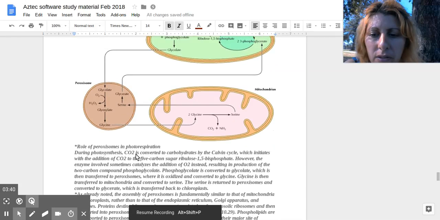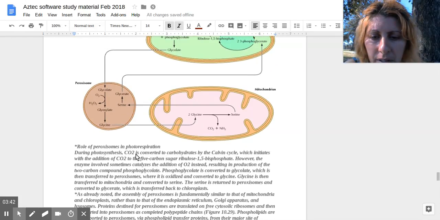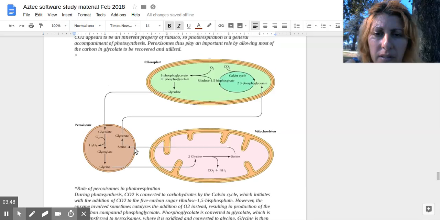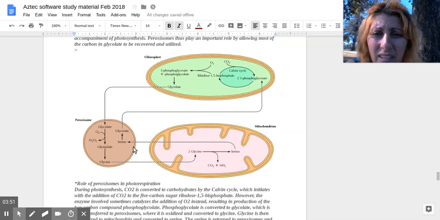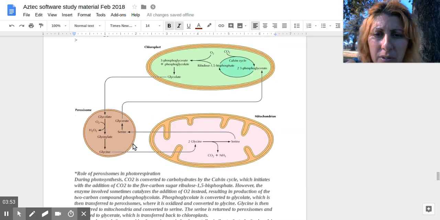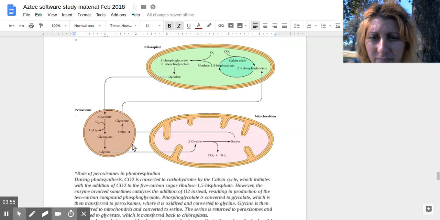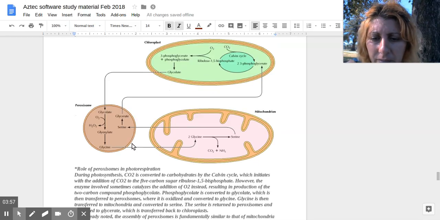Then glycine is transferred to mitochondria, converted to serine. Serine is returned to peroxisomes, converted to glycerate, which is transferred back to chloroplasts. So this is called photorespiration.